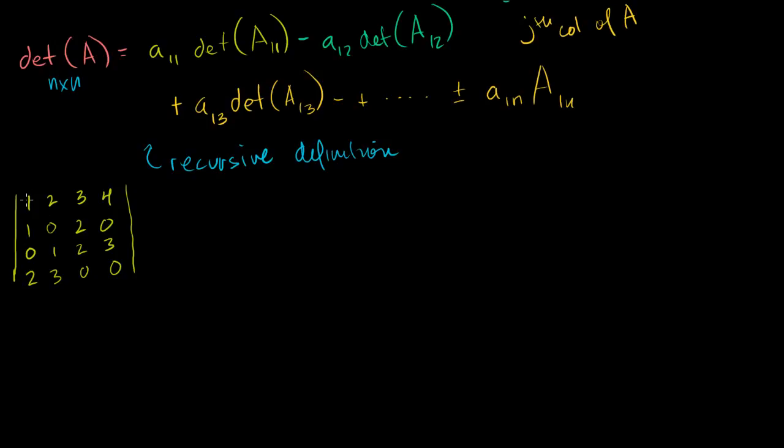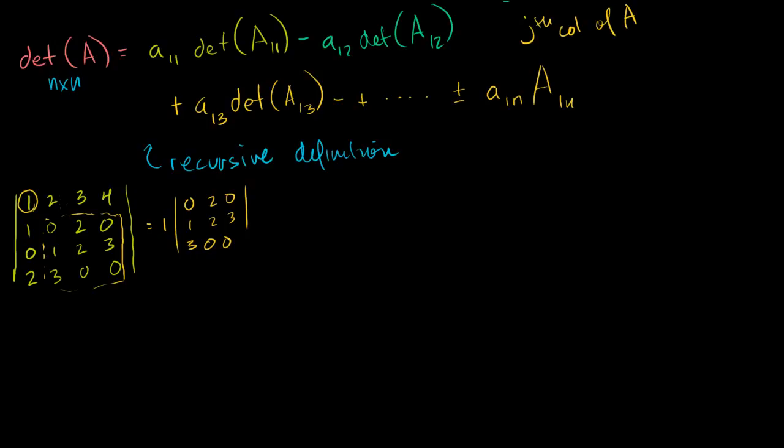This is the determinant of the matrix. If I put some brackets there, that would have been the matrix. But let's find the determinant of this matrix. By our definition, it's going to be equal to 1 times the determinant of this matrix right here. If you get rid of this row and this column, it's going to be 1 times the determinant of 0, 2, 0, 1, 2, 3, 3, 0, 0. That's just this matrix right there.